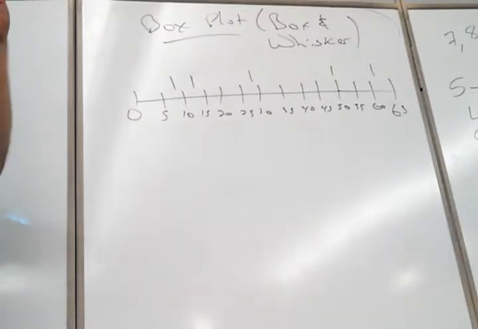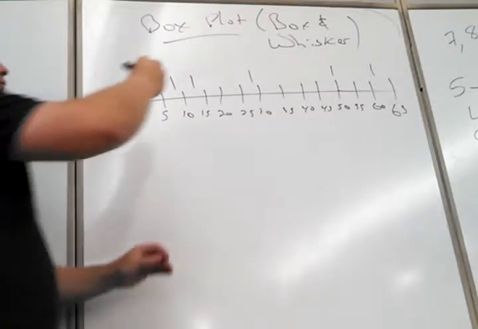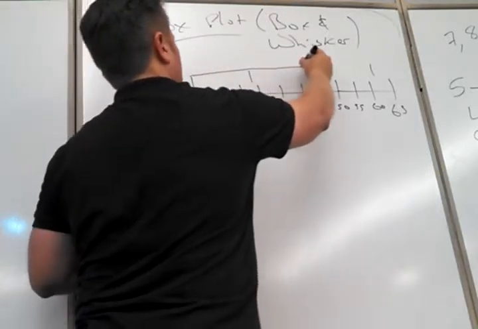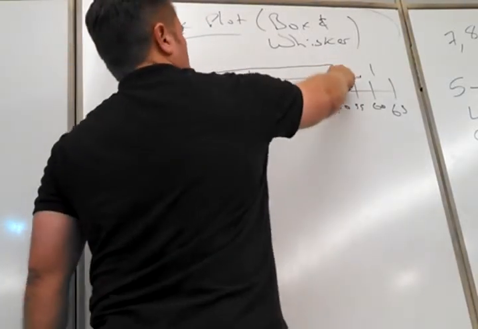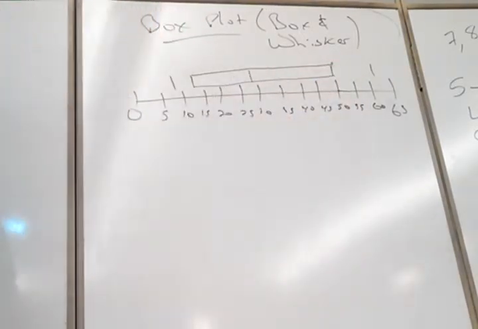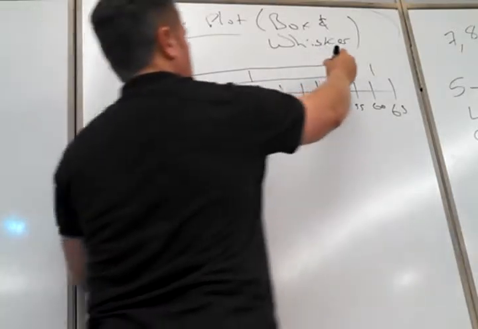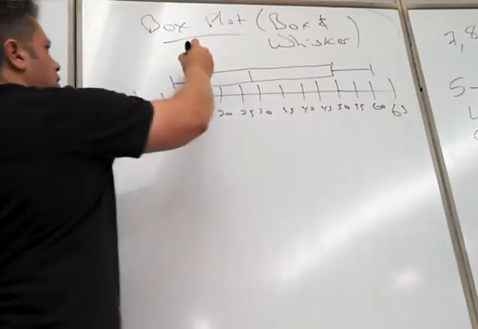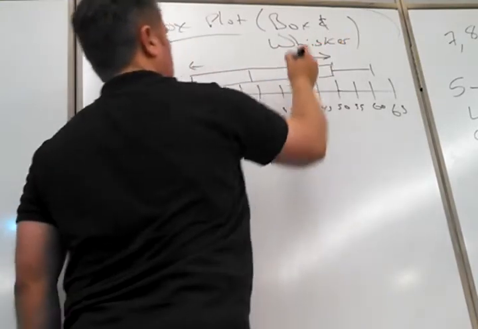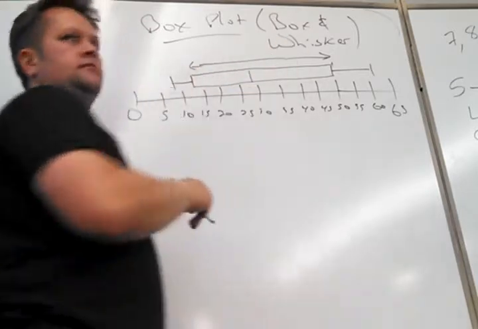Now you box off the middle 3. There's the box part of the box and whisker. How we doing? And then you draw whiskers out to the last pieces. Can somebody tell me what percentage of the data is in here, in this box?